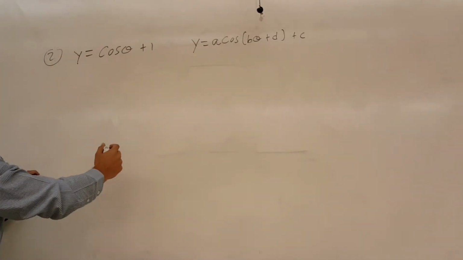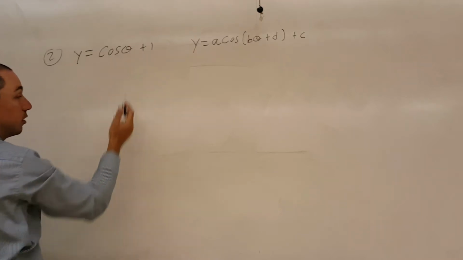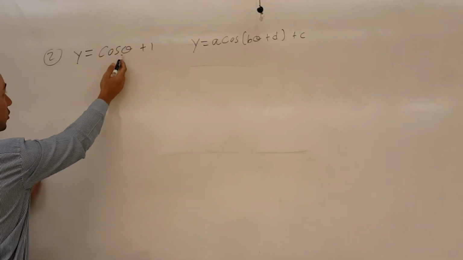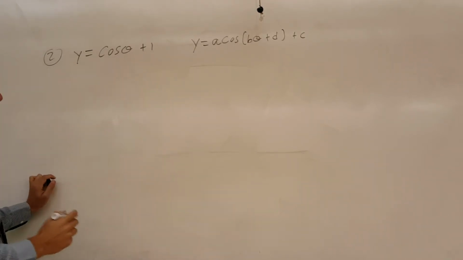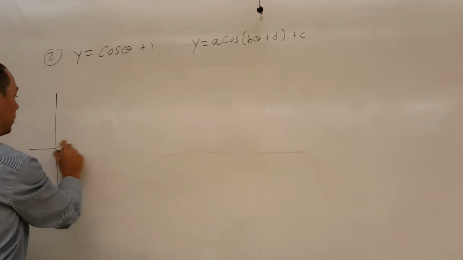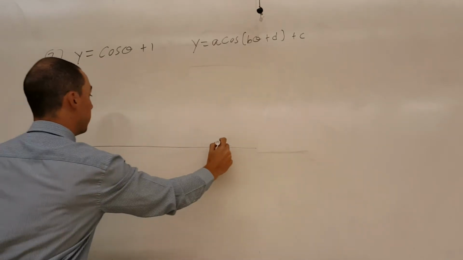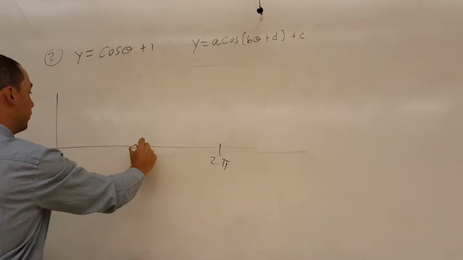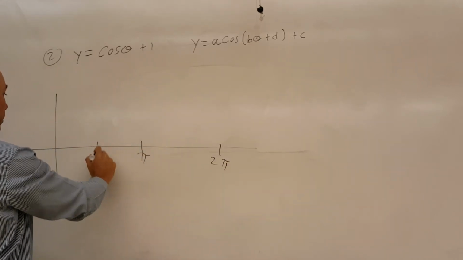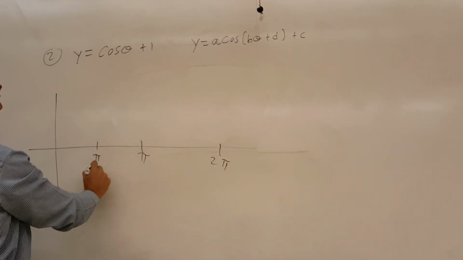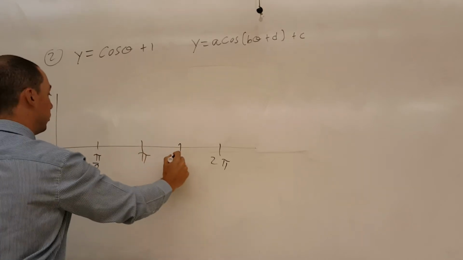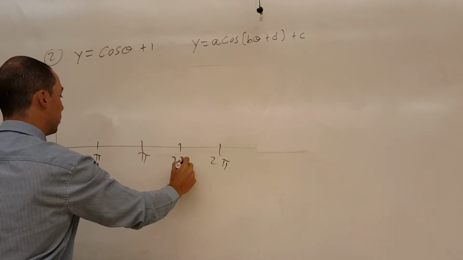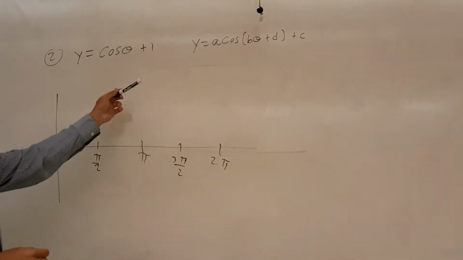So cosine of theta plus 1, I can see you're going to translate everything up 1. So the period hasn't changed, it's just cosine of theta, so the period would be 2 pi. Get our axis set up here. We're going to graph from 0 to 2 pi. Cut that into 4 equal sections, so half that's pi, half that's pi over 2, 1 pi over 2, 2 pi over 2, 3 pi over 2. Okay, next. I'm going to shift everything up 1.